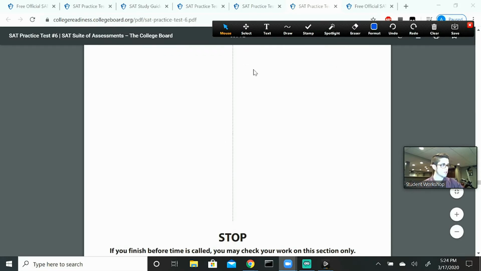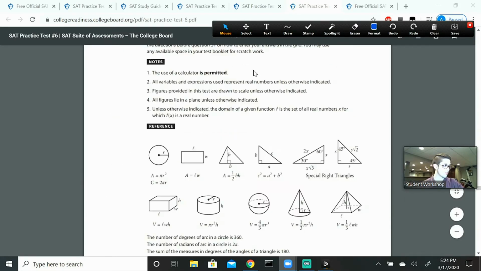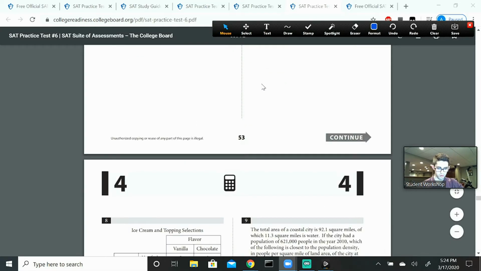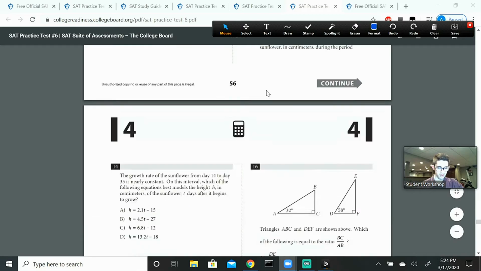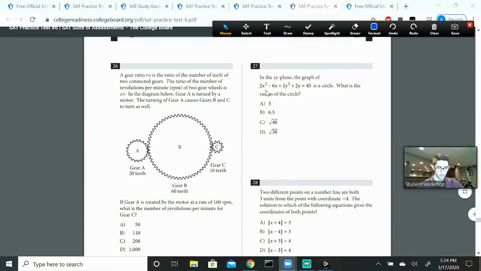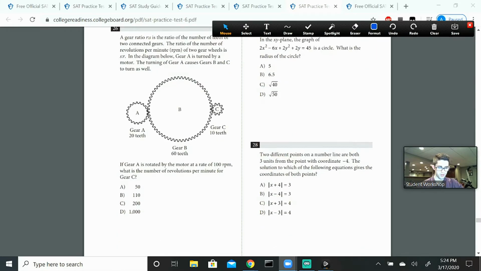All right, we are on to 6. Okay, so 7 is your next one in the calculator section, and that is right here.